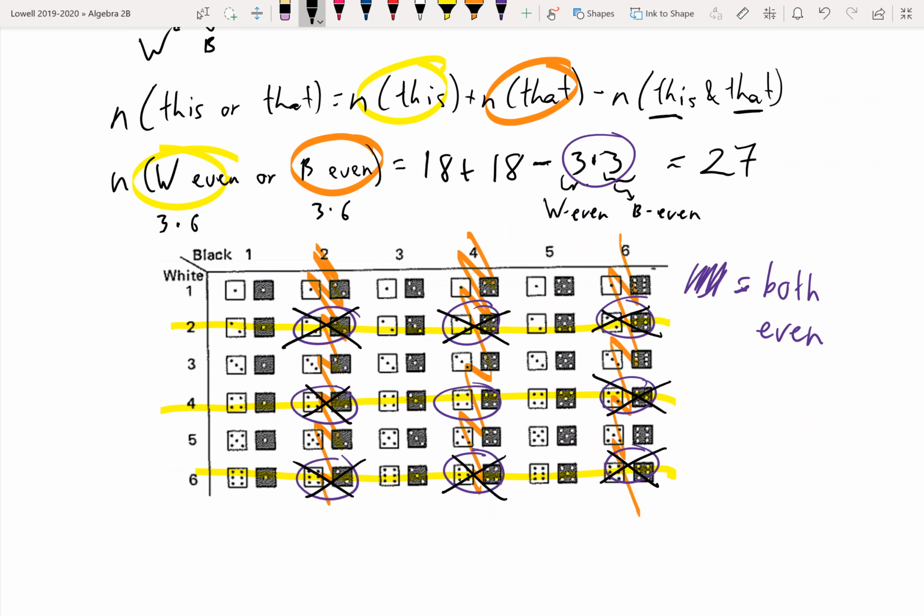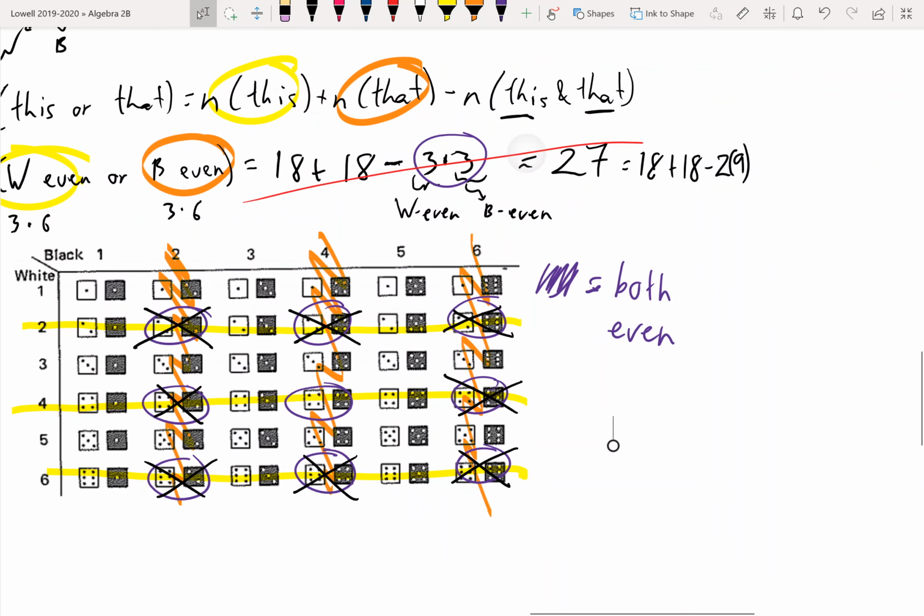So the actual correct answer should be, and we're going to scratch this off here, the same as before with 18 plus 18, but I'm going to take away 2 times 9, because where they were both even, those results were double counted. But how many times should they actually be counted? They should be counted 0 times, so I need to take all of them away, leaving me with 18 plus 18 minus 18, which will leave you just with 18. And again, you can count those answers.